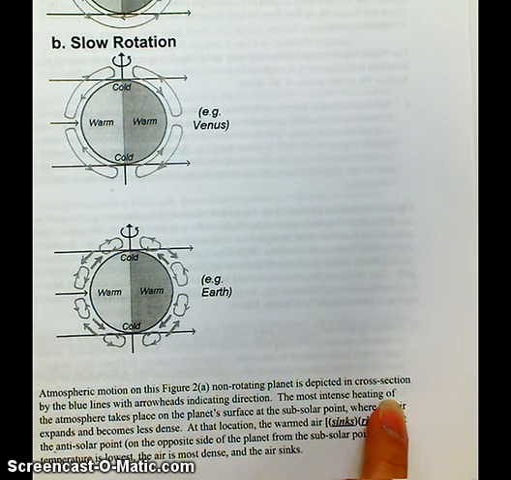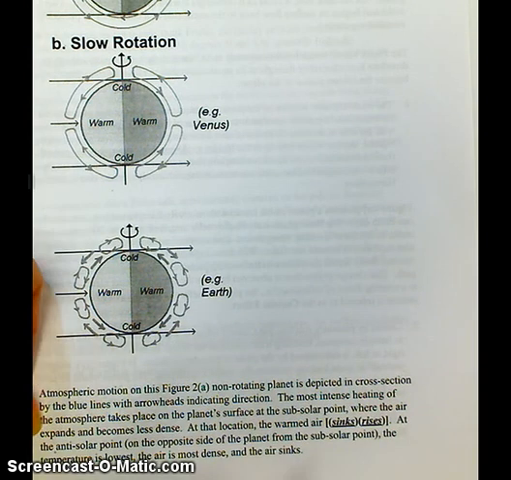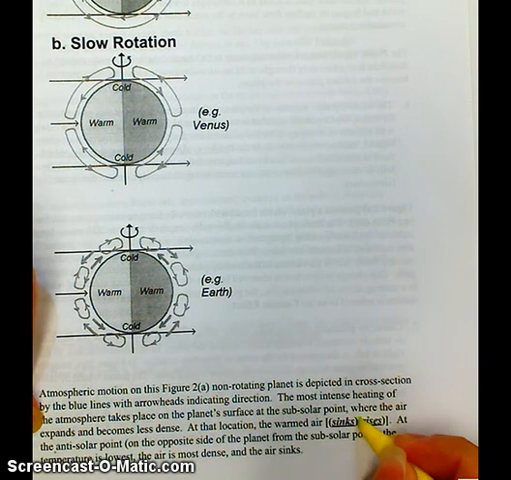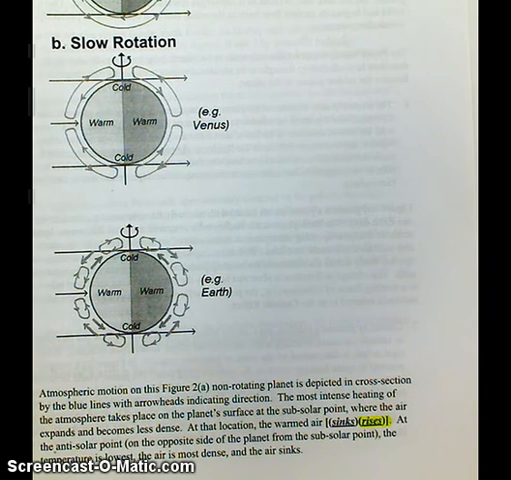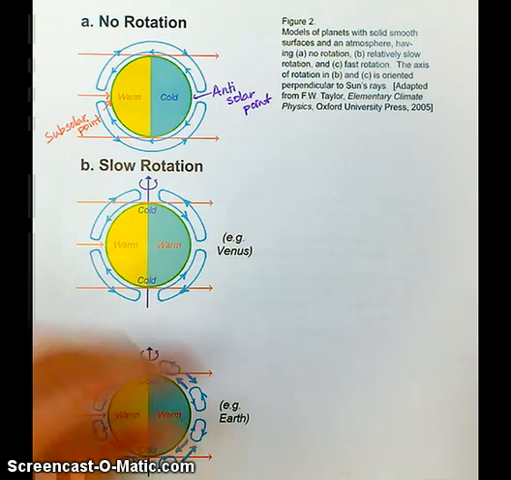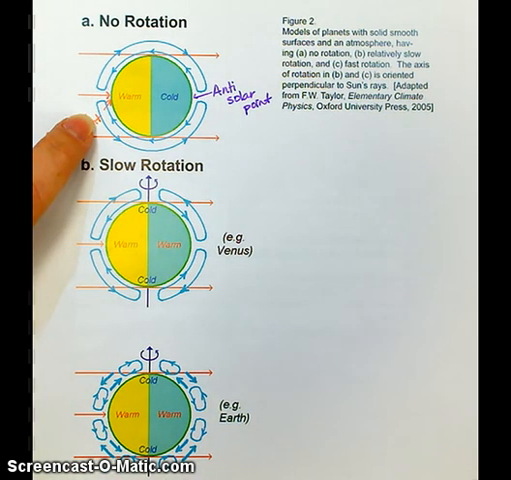The most intense heating of the atmosphere takes place on the planet's surface at the subsolar point, where the air expands and becomes less dense. If the air expands and becomes less dense, then at that location the warm air is going to rise. At the anti-solar point, the temperature is lowest, the air is most dense, and the air sinks. Okay? So that's the circulation that's set up in 2A.